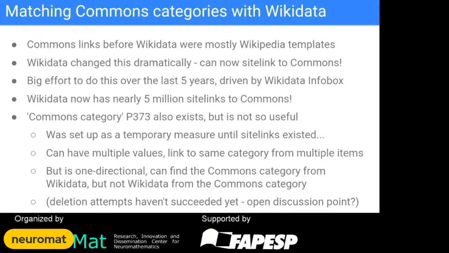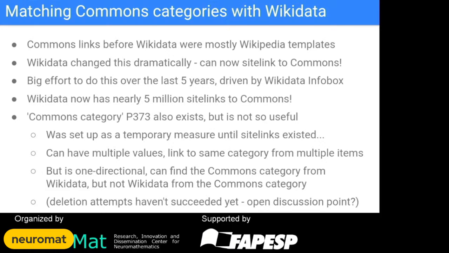And this is, again, one of the cases where I was finding articles on English Wikipedia linking to the wrong Commons category for the last decade. So Wikidata has changed dramatically, because now you can have the interwiki links, the multilingual site links, to Commons categories and to galleries. And over the last 5 years, we've basically been doing a huge effort to increase these. So there are about 7 or 8 million Commons categories, and about 5 million of those, plus galleries, plus other pages, are now linked from Wikidata. And this is mostly driven by the Wikidata infobox, which I'll come to on the next slide.